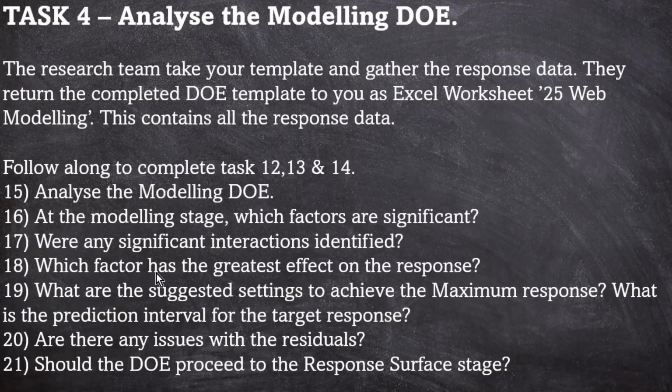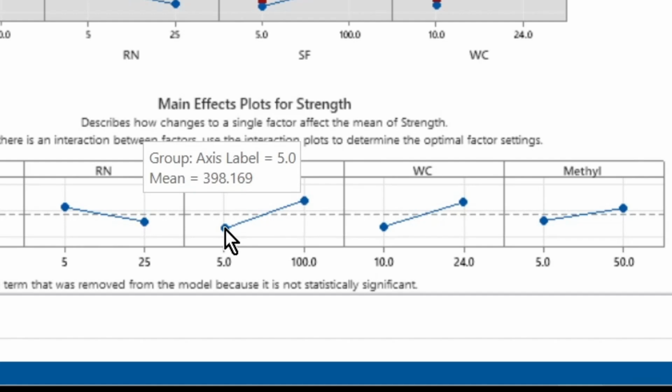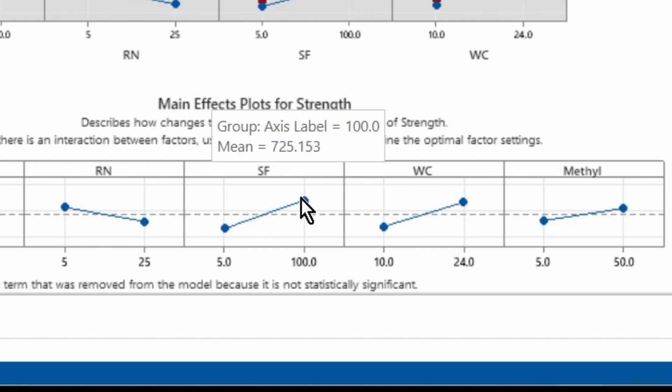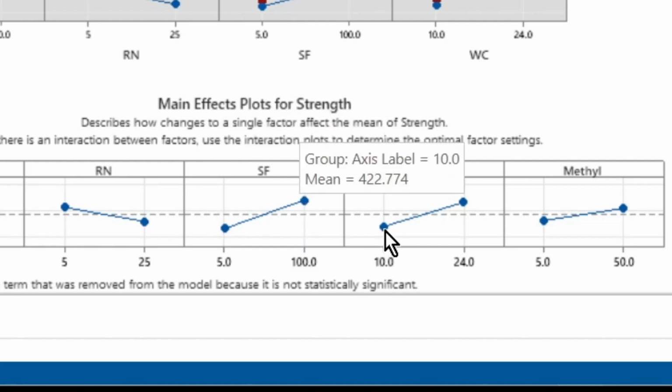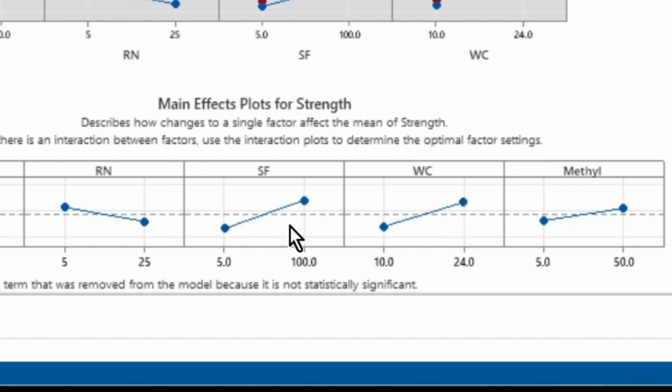Then number 18, which factor has the greatest effect on the response? So when you look at the main effects plots, I would say it's between shearing force and water content. And we'd have to dive in a bit. So let's have a look. Axis label 5, 398 to 725. So that's about 327 difference. 422 to 700. Yeah, so when you actually look at the numbers, then shearing force is the factor which is having the most effect on the response.